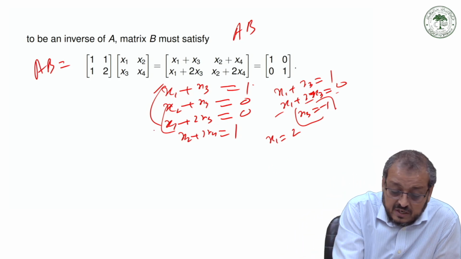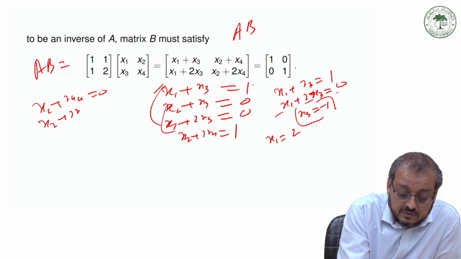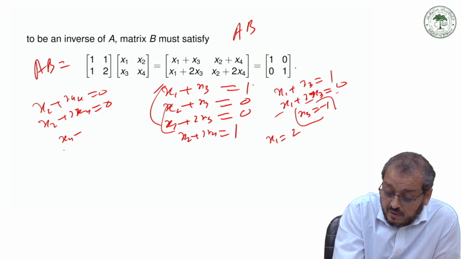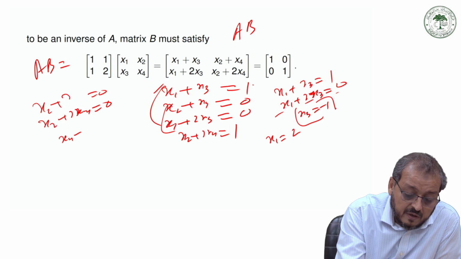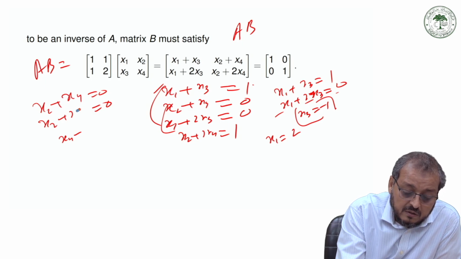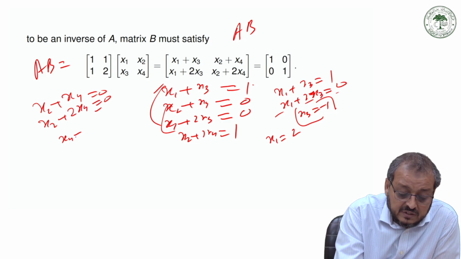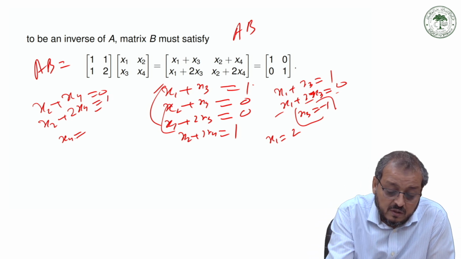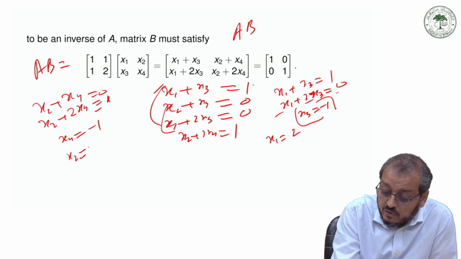Now for the second one, we have x2 plus x4 is equal to 0, and then x2 plus twice x4 is equal to 1. Sorry, this is x4, and this is twice x4. Then we can say that x4 is equal to 1, so we get x2 is equal to -1.